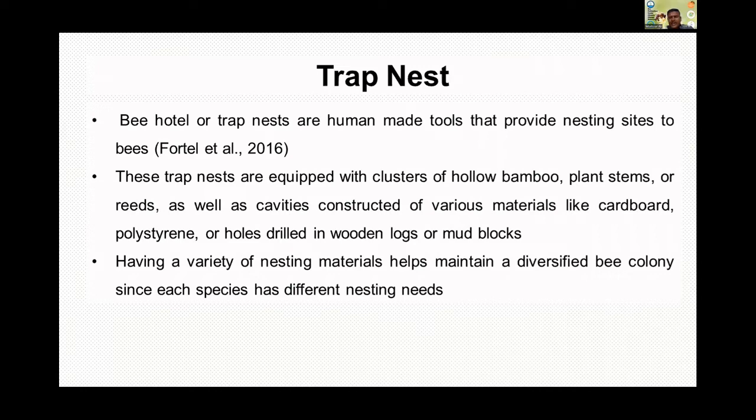These may be of different types, such as hollow bamboos, plant stems or reeds, as well as cavities in cardboard, polystyrene, or holes drilled in wooden logs or mud blocks. This variety of nesting materials is needed since different bees prefer different nesting materials.